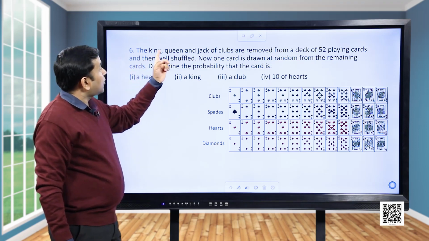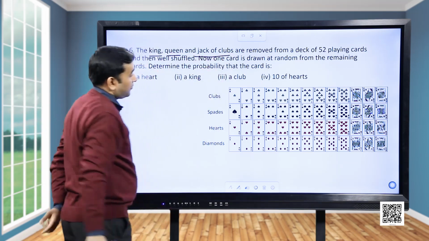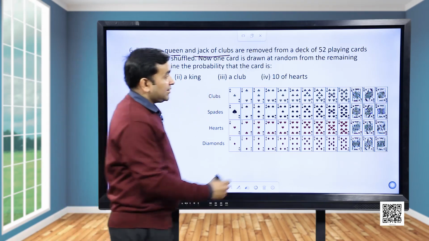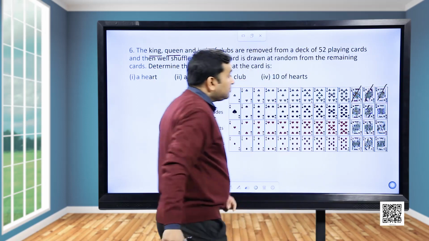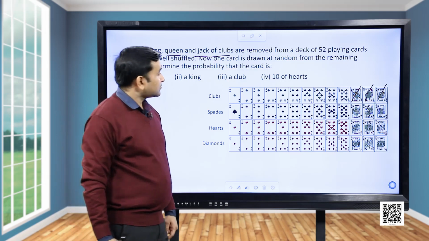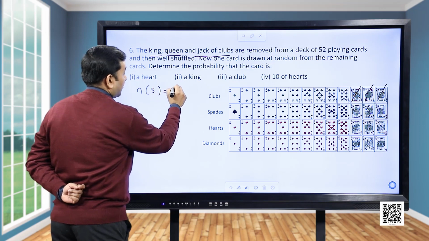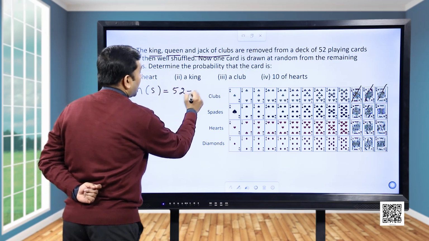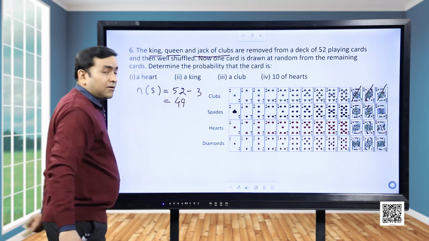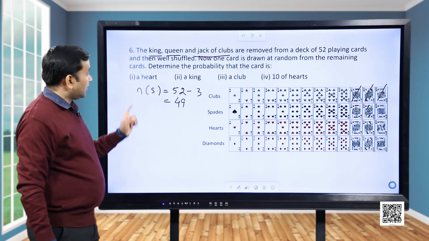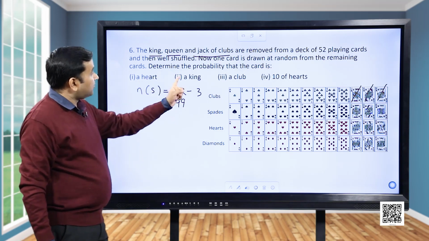The question says the king, queen and jack of clubs. So here we have clubs suit and these 3 cards are removed. How many are left? So the number of cards we have is 52 minus 3, which is equal to 49 cards. Remember this number, 49 cards. The total possible outcomes are 49. Okay, let us solve the first part.